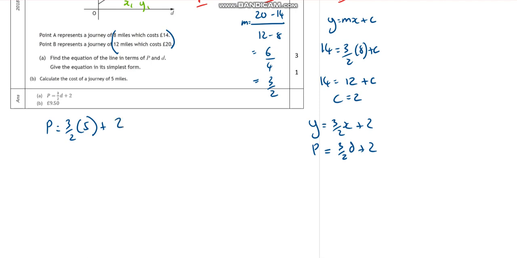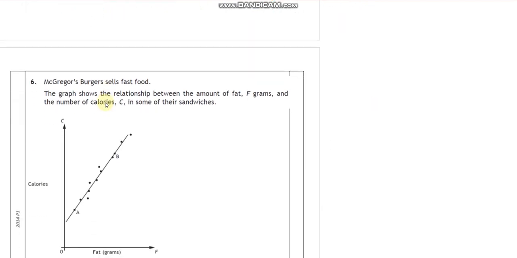Yeah, plus 2. So that's going to be 15 divided by 2. That'll be 7.5 plus 2. 9.5. I'll just put the decimal places. £9.50. So you're just substituting in. It is as simple as that. Okay, but that comes up quite a lot.